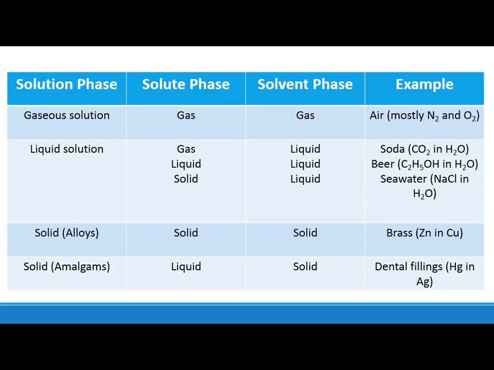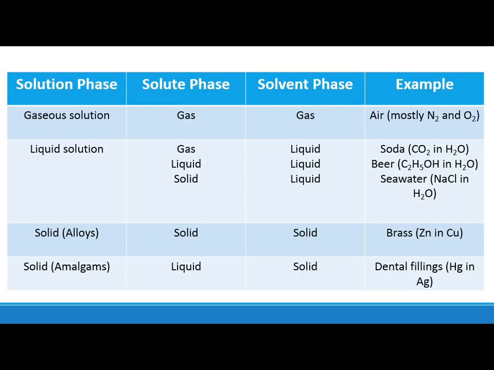You can even have some kind of weird things like alloys, which are a solid dissolved in a solid, for instance, brass or 14-karat gold. Right? You have multiple things that are all solids, but they're mixed together. They're dissolved into whatever your solvent is.